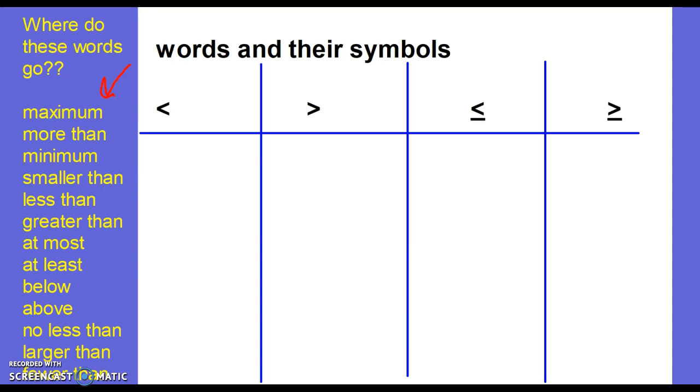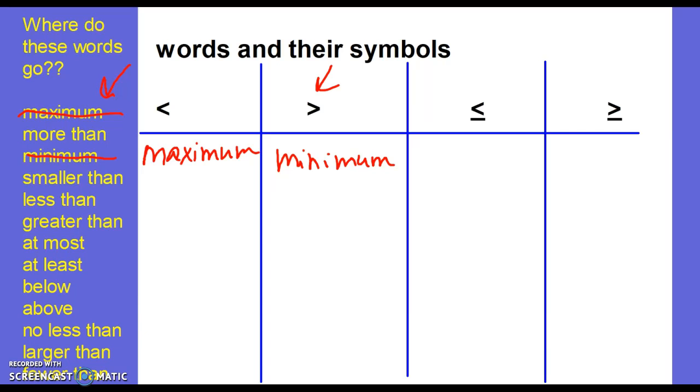Maximum, we just talked about. If something is a maximum, it means that's the highest it could be, or it could be anything lower. So maximum goes here. All right, so we took care of that one. So obviously then minimum could mean greater. If something is a minimum, like if you need to score a minimum of 80 on IXL, that means you could score 80 or higher. So that would be the greater than sign.